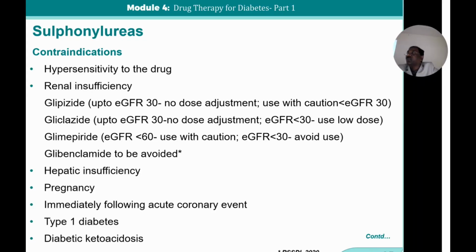Glyburide. You are right. What is glyburide? Glibenclamide. We discussed the glibenclamide. Longest acting, better to avoid in the renal failure, etc. Why it can be given in the pregnancy? Because the drug does not cross the placental barrier.